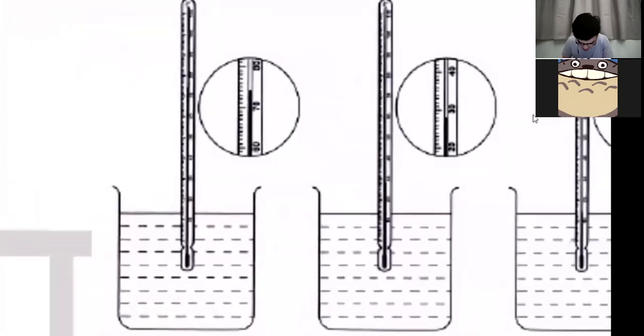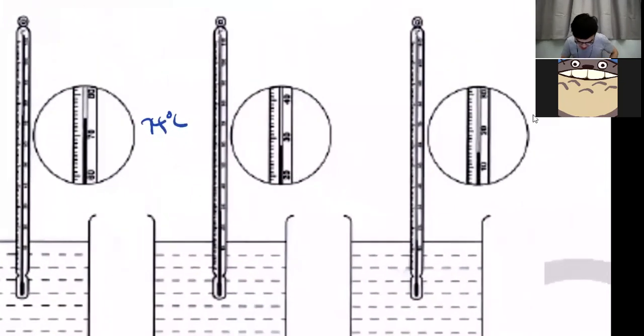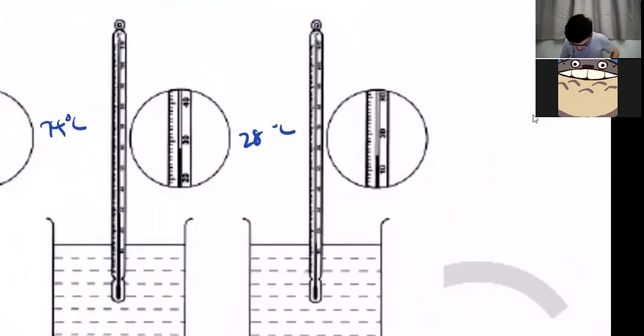Wait, this is 70, right? I guess 71, 72, 73, 74. This is 74, I guess. Wow, cannot see lah. Okay, this is 30, I guess. This is 28. Okay, 28 degrees Celsius. Look at this. This is 10, 11, 12, 13, 14, 15. It's 15, I guess. Wow, blurry already, you cannot see.